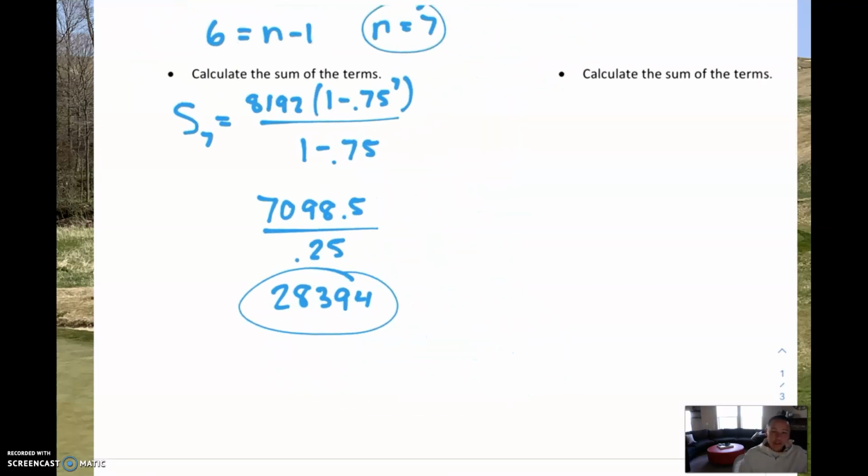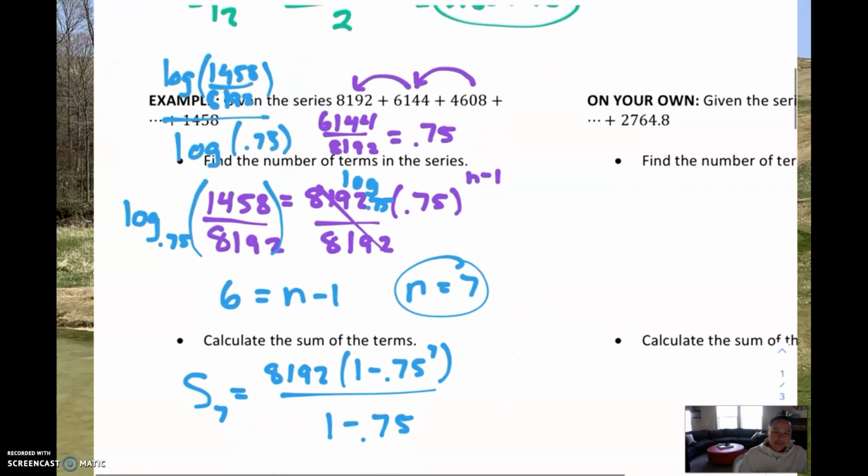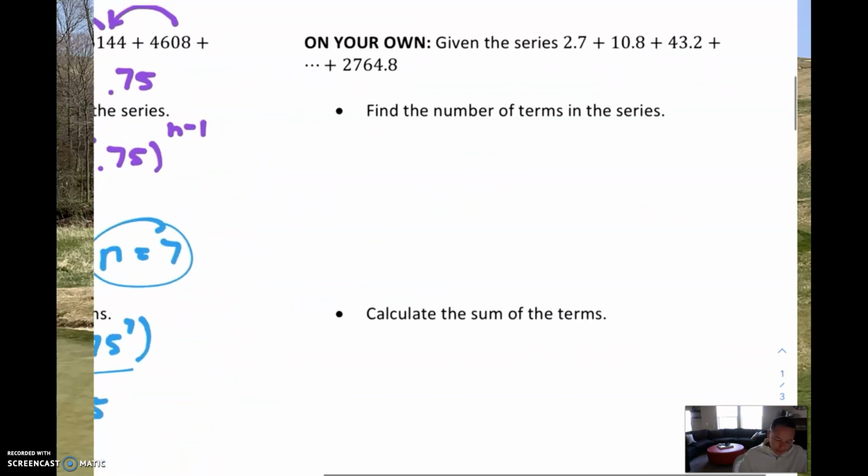So the tricky part there was we first had to find how many terms there were, and then we were able to plug it into the formula. So there is one for you to do as practice on your own. You've got that geometric series. First, find how many terms there are. That should be a review from our last unit or last assignment.